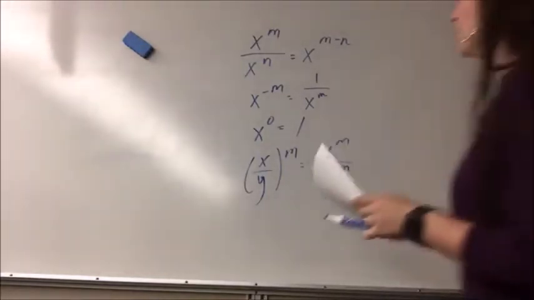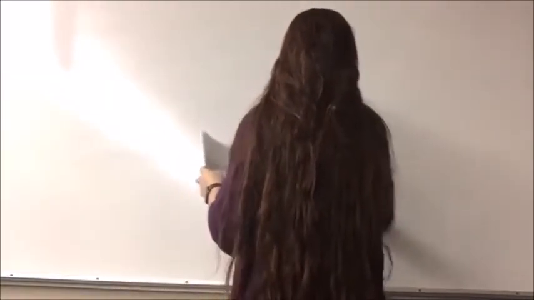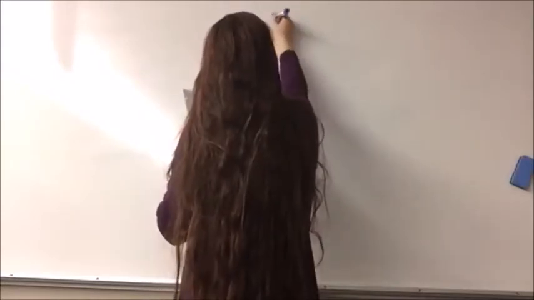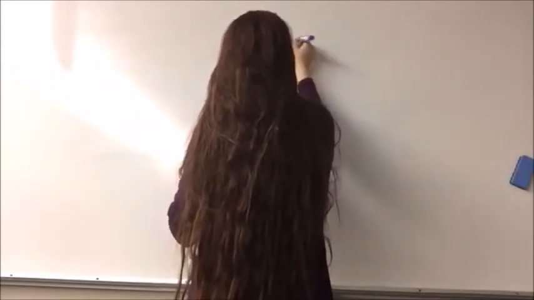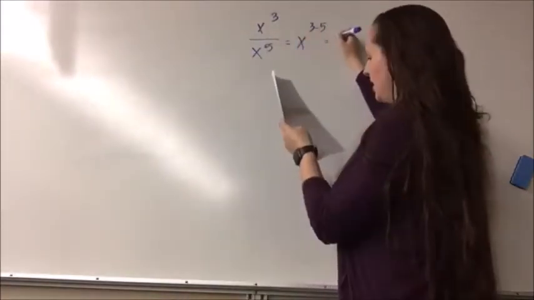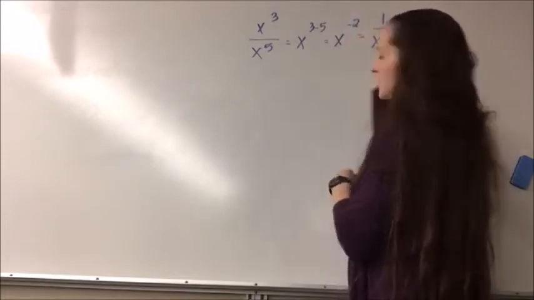Okay. A couple of examples. Example 6. I have x to the 3rd over x to the 5th, which is really like saying x to the 3 minus 5, which is x to the negative 2, which is 1 over x squared.